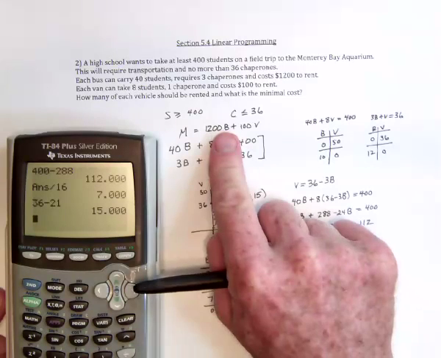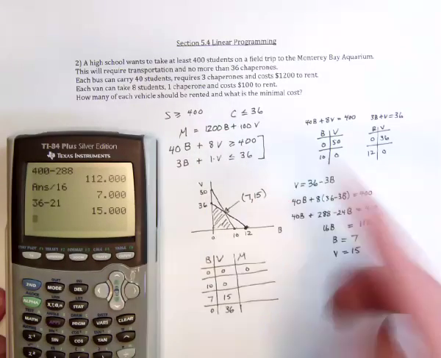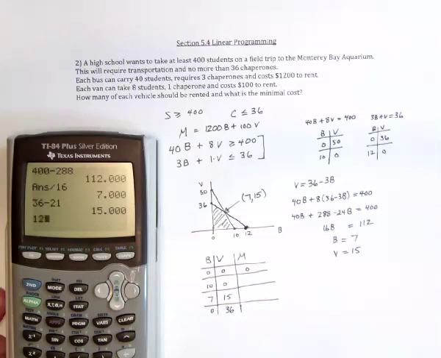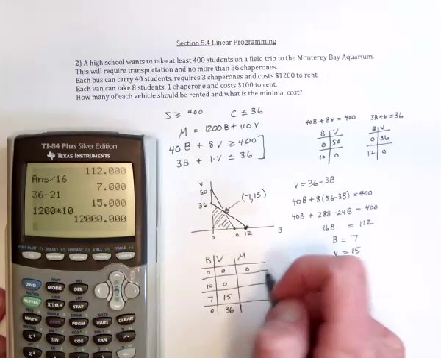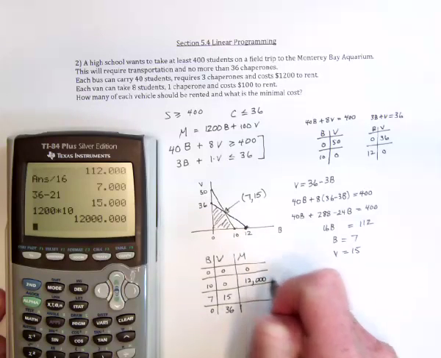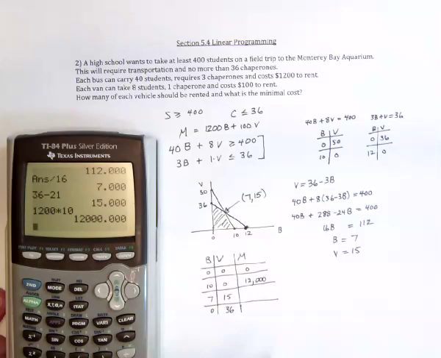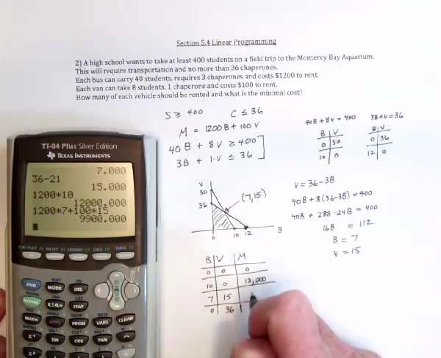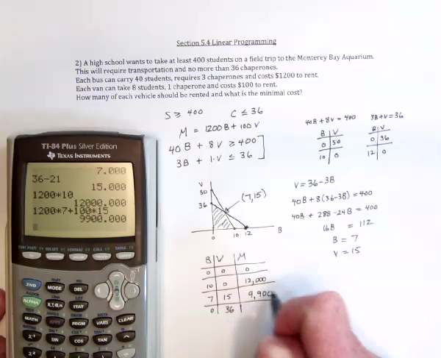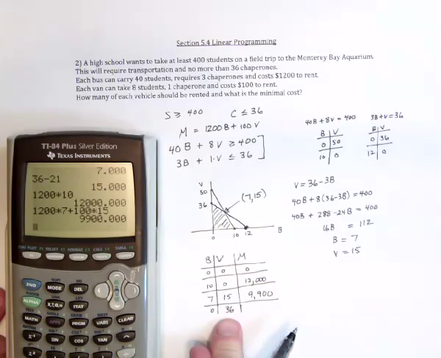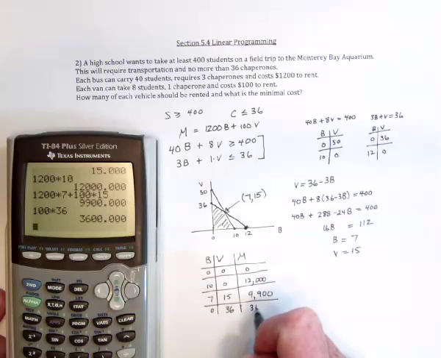And then substitute those into this function that we found a while ago. So this one is going to be 1200 times 10 plus nothing else, which is $12,000. And then use a 7 and a 15. So 1200 times 7 plus 100 times 15 looks like a better deal, $9,900. And then if it was all vans, 100 times 36 would be $3,600, even a better deal. And so there is the minimum cost, $3,600.